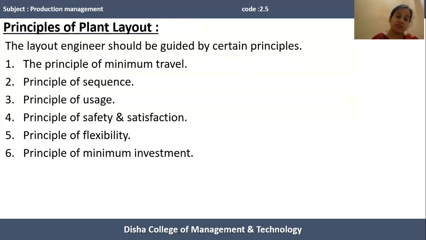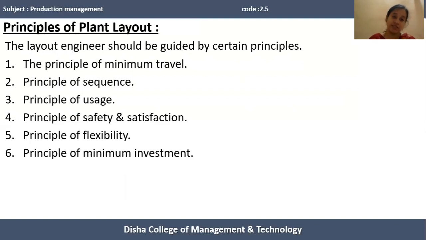Next comes the principle of safety and satisfaction. What does it mean? He has to arrange different facilities in such a way that they provide maximum safety and satisfaction to the employees. He has the responsibility to arrange employee amenities near their work centers, near their workstations, so that they can use them in the most effective and efficient manner.